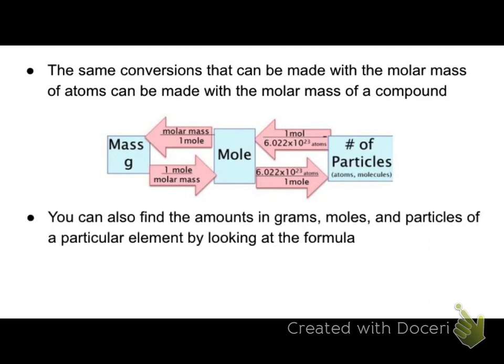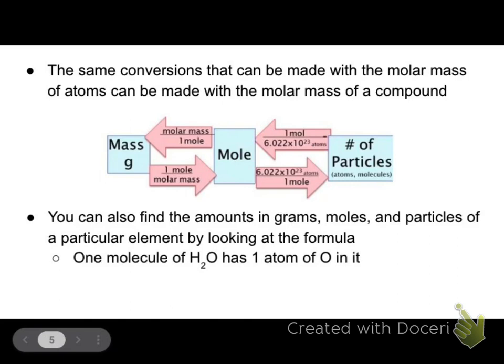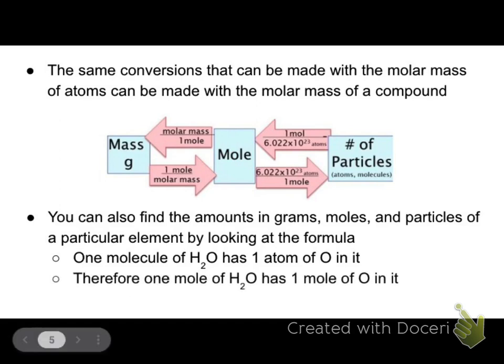You can also find the amounts of grams, moles, and particles of a particular element in that compound by looking at the formula. So what I just described to you, that 1 molecule of water has 1 atom of oxygen in it, which means it has 1 mole of oxygen in it. And it has 2 atoms of hydrogen, so it would have 2 moles of hydrogen in it. And you can use that to help you convert as well, which we will do practice with.